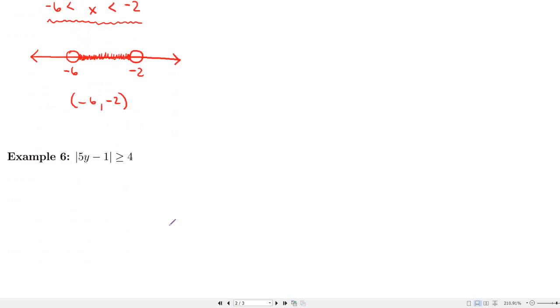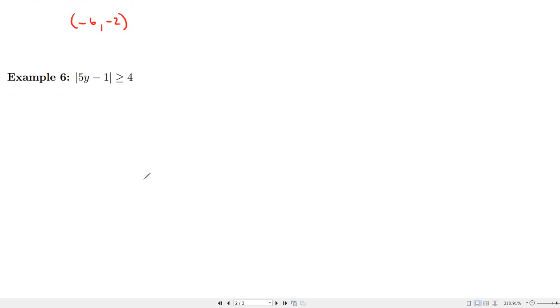Continuing on, we have absolute value of 5y minus 1 is greater than or equal to 4. One of the solutions is going to be 5y minus 1 greater than or equal to 4. Or what else are we going to have? Well, we're going to have 5y minus 1 less than or equal to negative 4. And then how do we proceed? Well, you're just going to solve both of these compound inequalities, and then we'll see what the solution gives us.